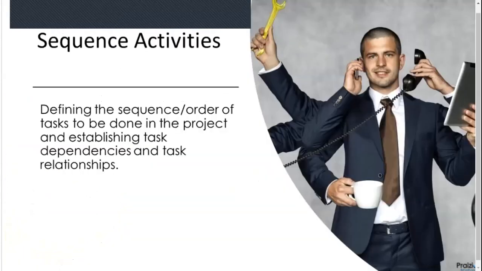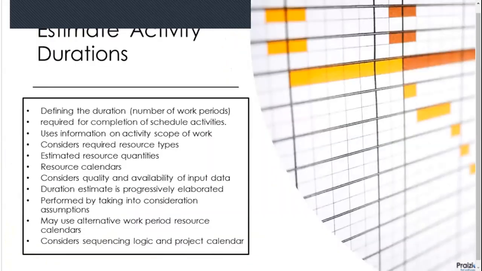Our next process is sequence activities. This is where we take the activity list and we put the activities in order. Our major output from here is called a project schedule network diagram. Our next process is estimate activity durations. We estimate the durations for each activity.